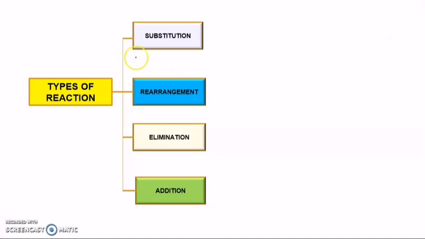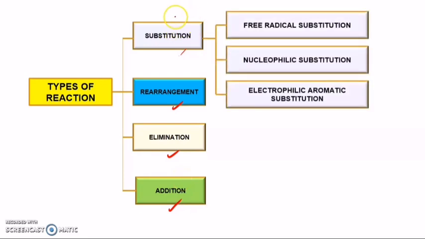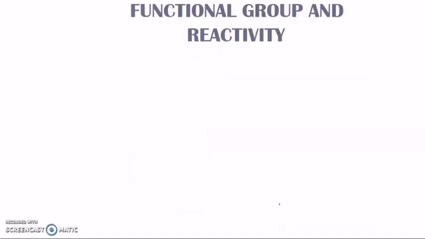We have four main types of reaction: substitution, rearrangement, elimination, and addition. For substitution, we have three types of reaction: free radical substitution, nucleophilic substitution, and electrophilic aromatic substitution. The same goes for addition. We have two types of reaction, electrophilic addition and nucleophilic addition. Okay, let's learn how to identify the type of reaction in our chemical reaction.